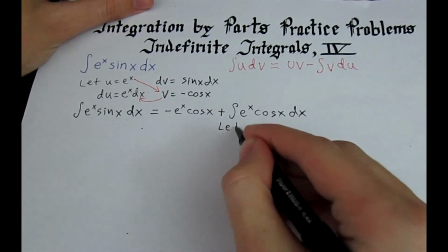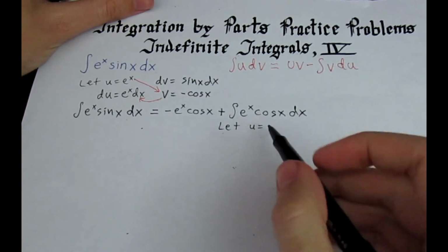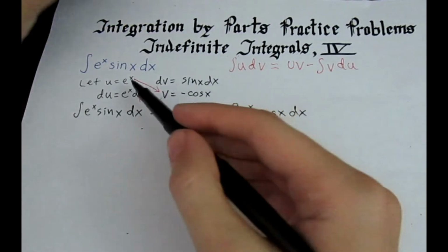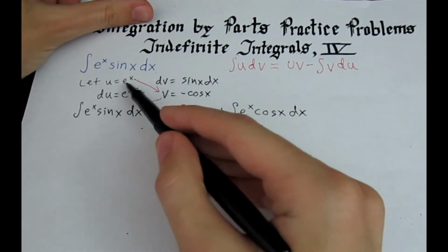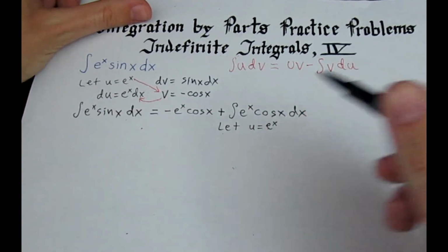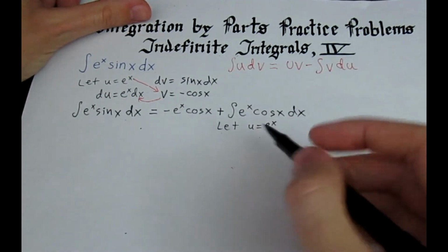Now if you ever have to do integration by parts a second or a third time, always keep u the same as what you chose here. For instance, I chose the exponential to be u. I have to do that again. I tried it just to check it out. I invite you to check it out.